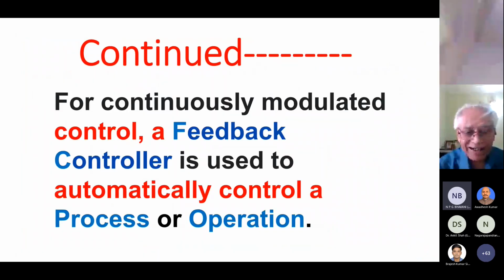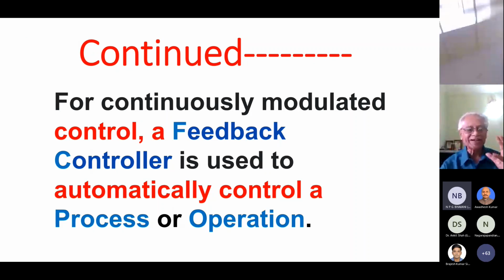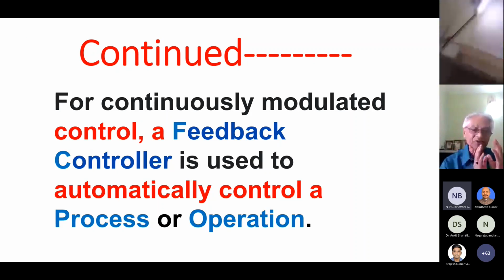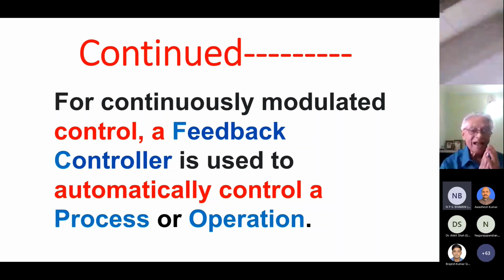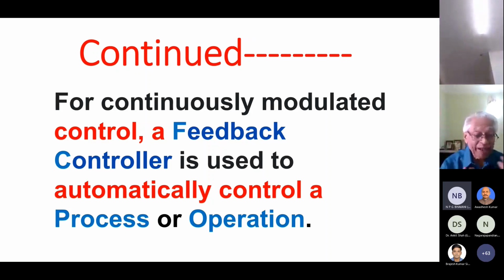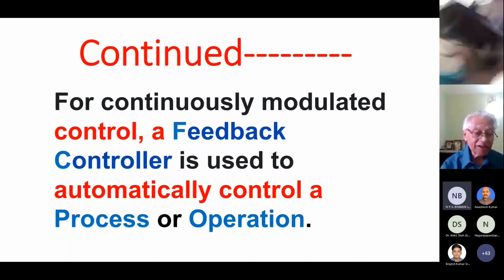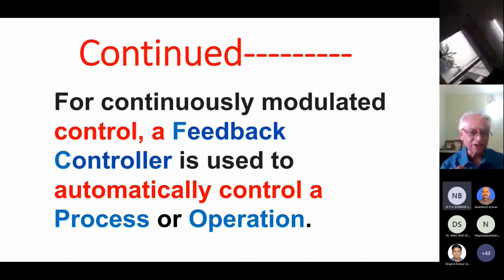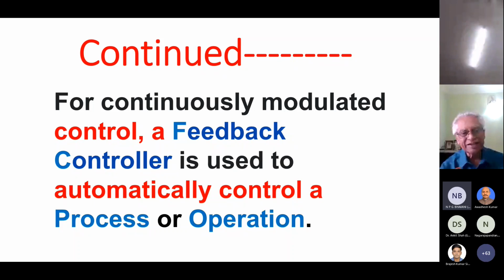If you want to have a continuously modulated control, it means the control has to be continuous for certain time and it is to be modulated also. A feedback controller is used to automatically control a process or operation, whatever it is. It can be done for an operation also. It can be done for a process also. The process could be anything. It could be bottling. It could be manufacturing. It could be a milk product process, etc. Or it could be an operation also, which are normally done in the manufacturing areas. So it is a continuously modulated control, and feedback has to be there.